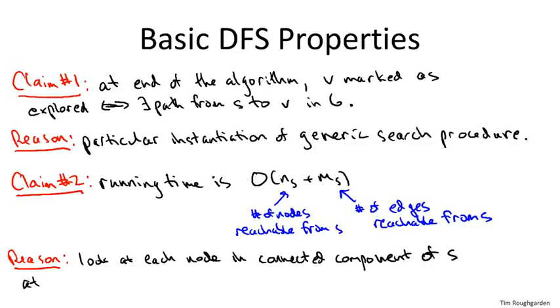So instead, I want to focus on an application particular to depth-first search, and this is about finding a topological ordering of a directed acyclic graph.